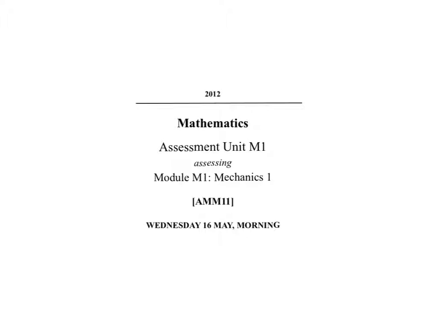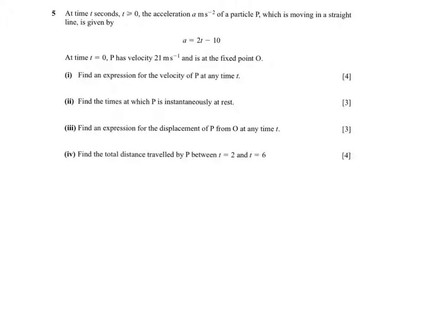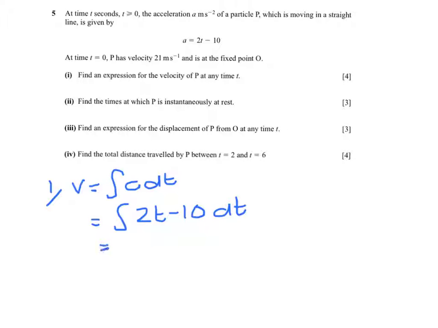Mechanics M1 May 2012, question 5. Variable acceleration question. In part 1 we're asked to find the velocity, and that's the integral of acceleration with respect to time. So if I integrate 2t minus 10 with respect to t, I get t squared minus 10t plus c.